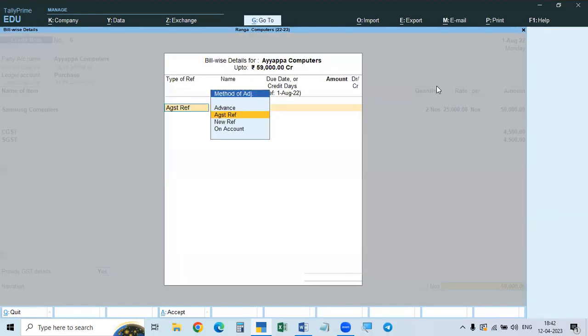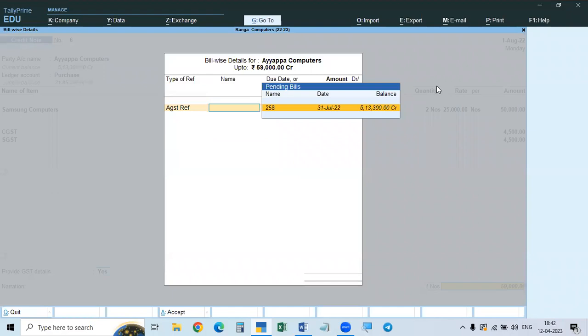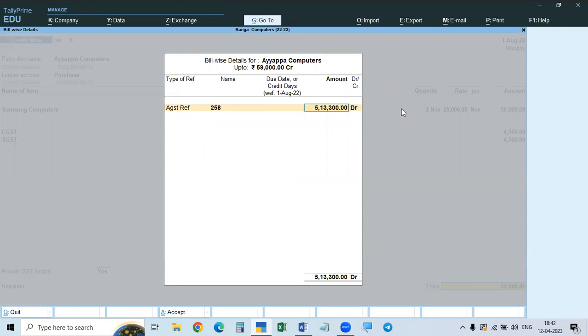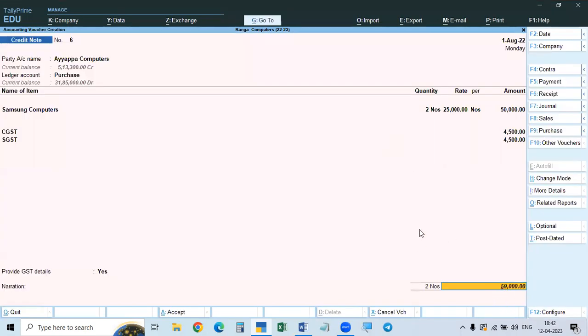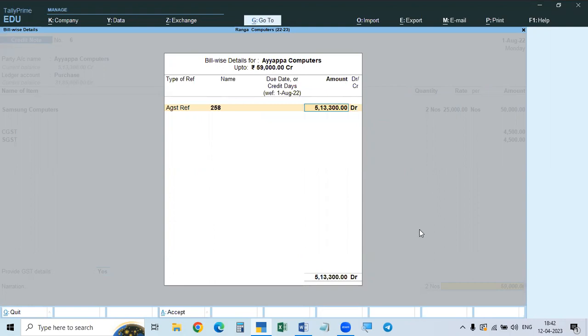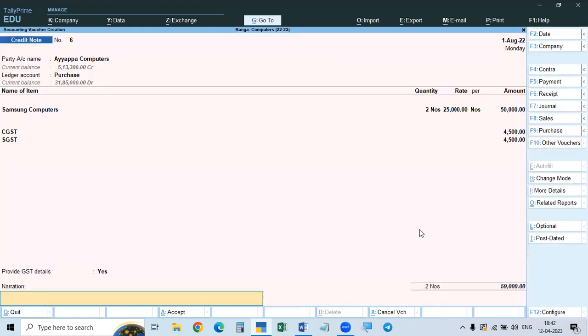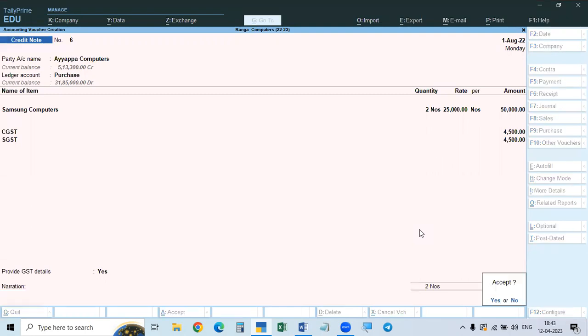Here, be careful. Against reference, 258 number is okay, 31st July is okay. But the amount it shows is the total amount and it is showing debit. Actually, the amount is 59,000 rupees. We have to take 59,000 rupees, and because his account is to be credited, we are issuing a credit note, so we have to show it as credit. Previously we were entering all debits, but this time like this we have to do.